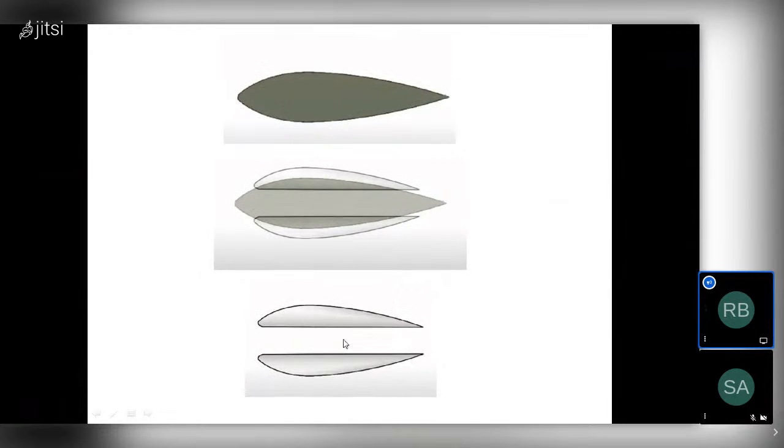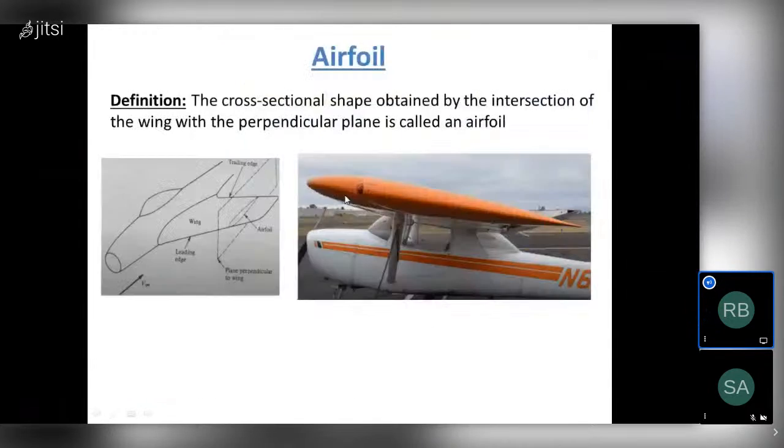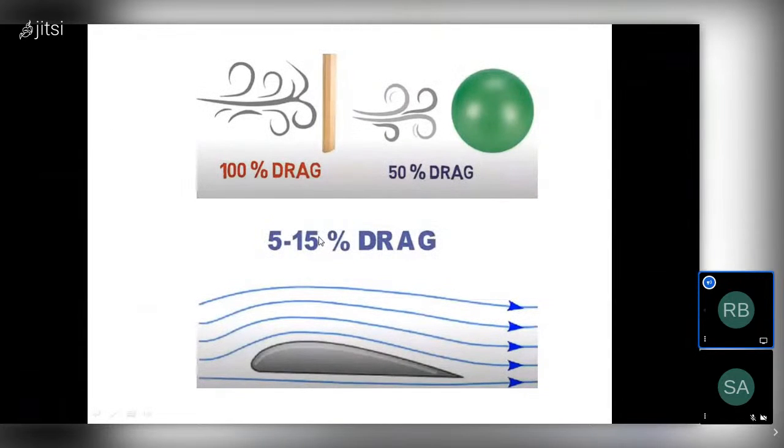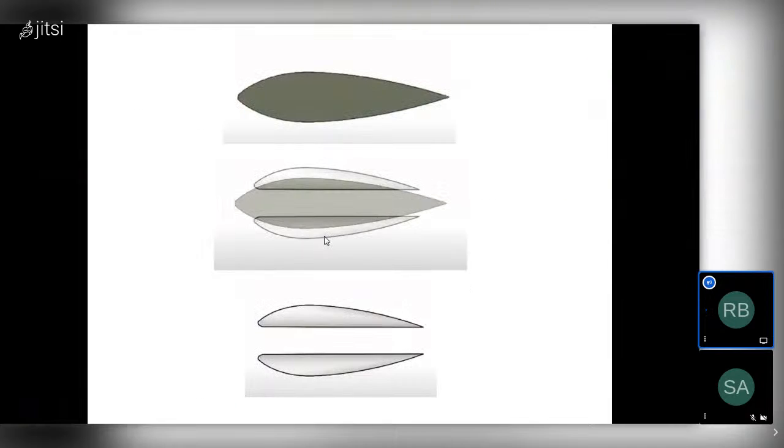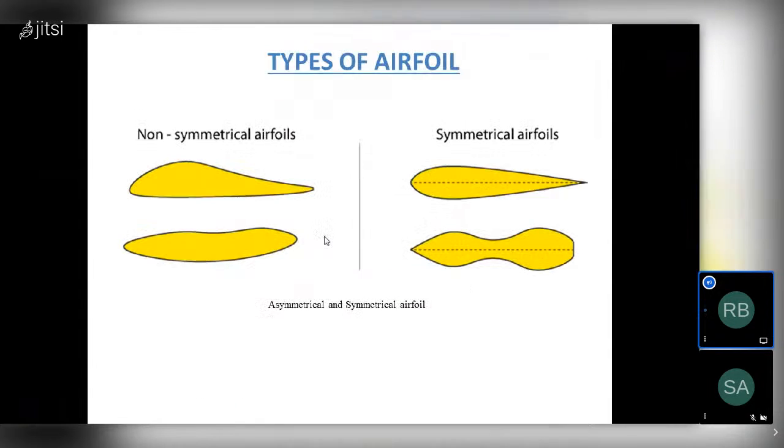So here, maximum all our aero components are in this airfoil shape, because the drag will be less in this kind of airfoil shape. Here we have different aero components, and I told you about the types of airfoil, that is symmetrical and asymmetrical airfoil.